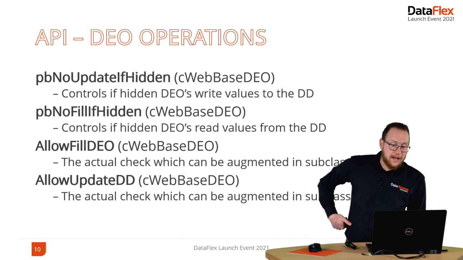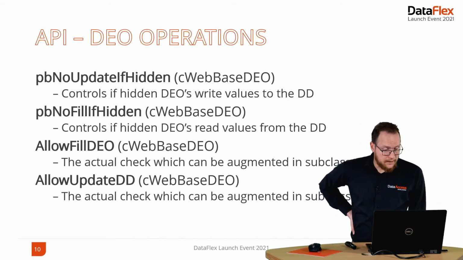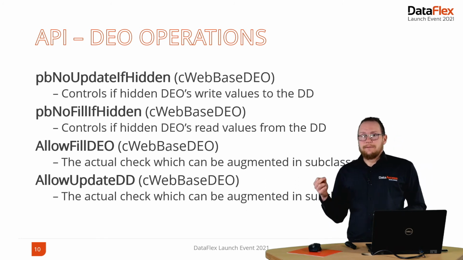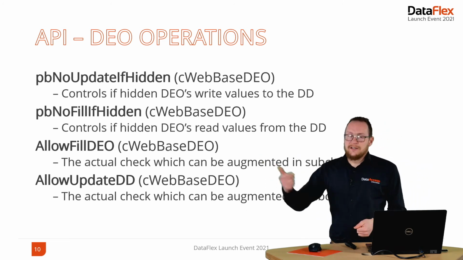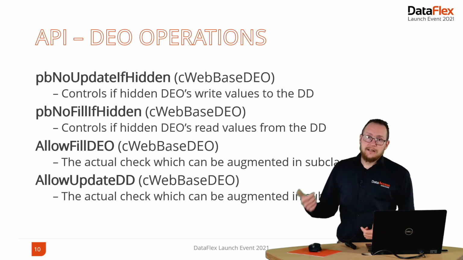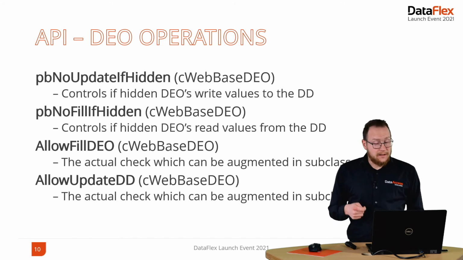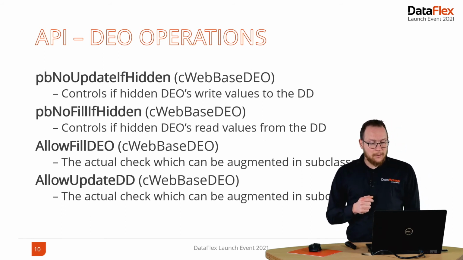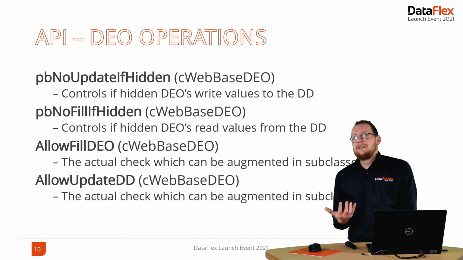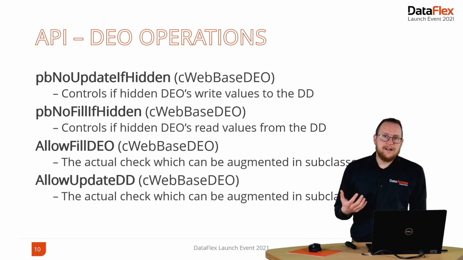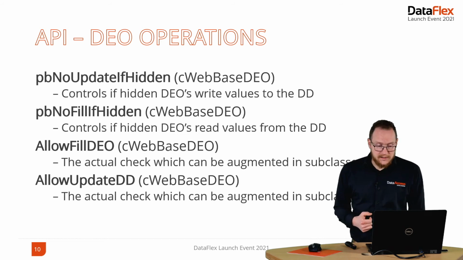Then for the data entry object operations, we have properties that basically control if a control will update the data dictionary with new values, and there's a property that determines if it will read values from the data dictionary when it's hidden. And there's allow fill DEO and allow update DD. These are the actual messages you want to augment if you want to customize this logic.